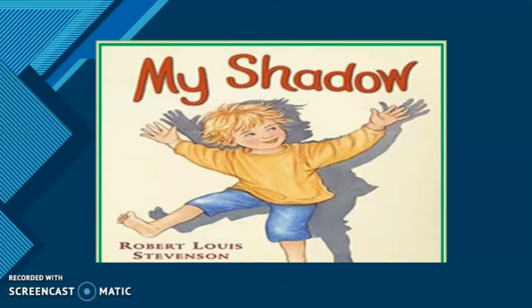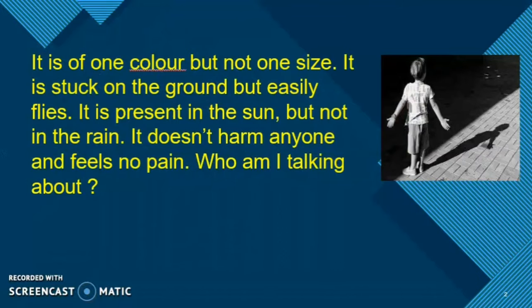Now, before we go into the poem, I have a riddle for you, which I want you to answer. Okay, so here goes the riddle. It is of one color, but not one size. Okay, I'm talking about something or somebody, and I'm saying it is of one color, but not one size. It is stuck on the ground, but easily flies. Okay, it is stuck on the ground, but it flies easily.